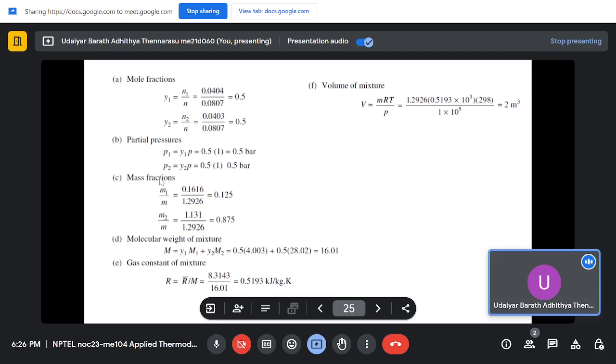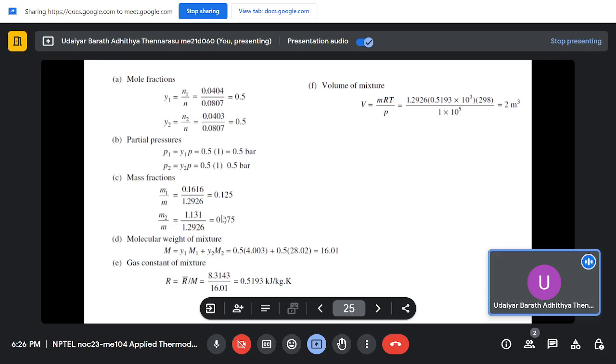The second part is to find the mass fraction. So mass fraction is nothing but the mass of hydrogen divided by the total mass. That will give me 0.125. And similarly for nitrogen, it will give me 0.875.